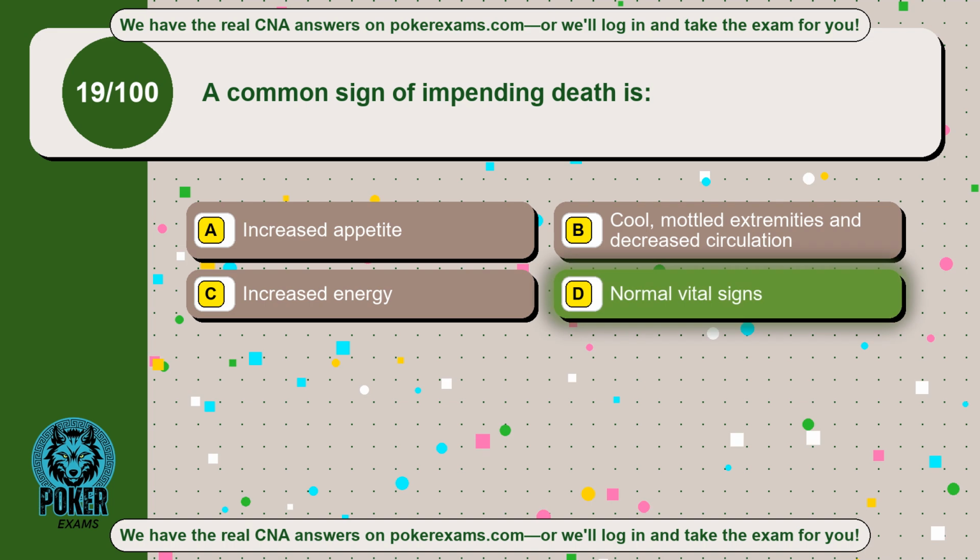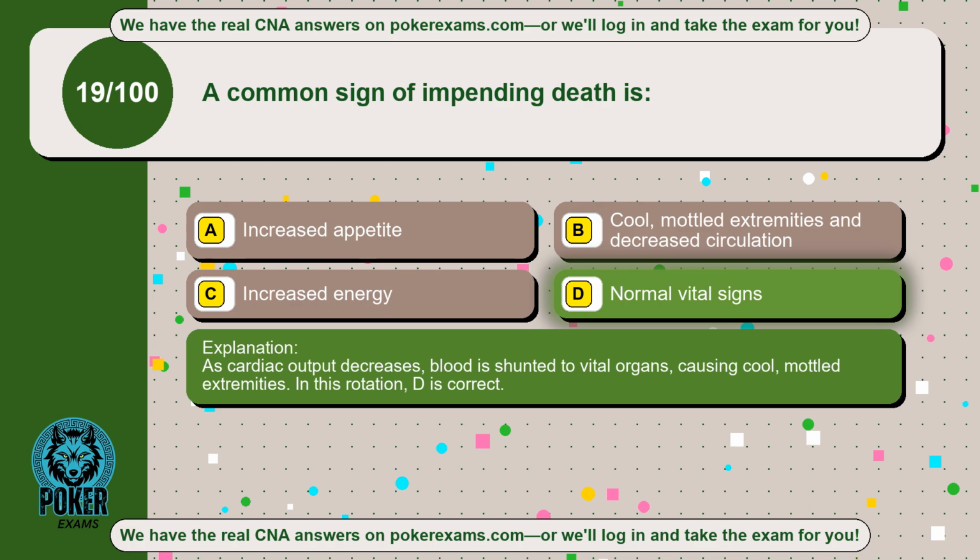The correct answer is option D, normal vital signs. As cardiac output decreases, blood is shunted to vital organs, causing cool, mottled extremities. In this rotation, D is correct.